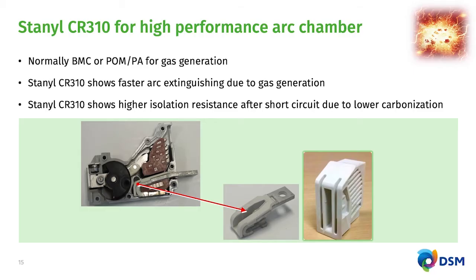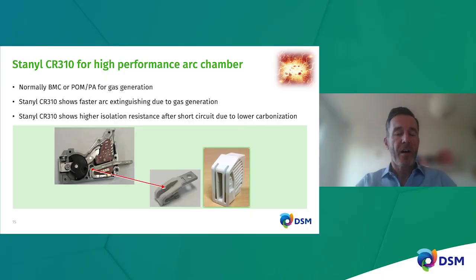Now, electrical protection devices cut the current by creating an arc, and this arc needs to be quenched to stop the current from flowing. The longer the arc stays in existence, the longer there is a hazard for severe damage to people and the equipment. Now, this arc is normally quenched in an arc quenching chamber. Materials used in this field are BMCs, thermosets, or blends of POM or polyamide for gas generation. This gas then dilutes the arc and pushes it into the arc quenching chamber.